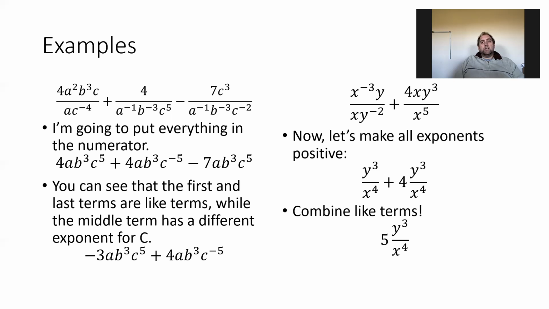And then the y's, we have positive y in the numerator and y to the negative 2 power in the denominator. Let's move those to the numerator to make them positive. So it's going to be y to the exponent 1 plus 2, or 3, in the numerator. So we get that fraction of y cubed over x to the fourth. Pretty straightforward. Now let's do the same thing with the second one, 4xy cubed over x to the fifth.